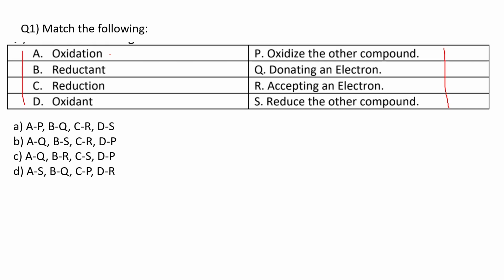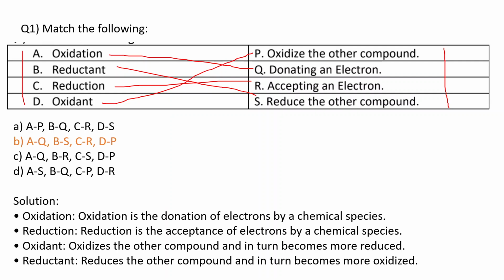So what is an oxidation reaction? It means a compound is going from one state to a higher oxidation state. How will that happen? When it donates an electron. What is a reduction reaction? When it accepts an electron. And what is a reductant? It causes another compound to reduce. And an oxidant causes another compound to oxidize. So we'll see the answer. Yes, A belongs to Q, B belongs to S, C belongs to R, and D belongs to P. So this is the solution.